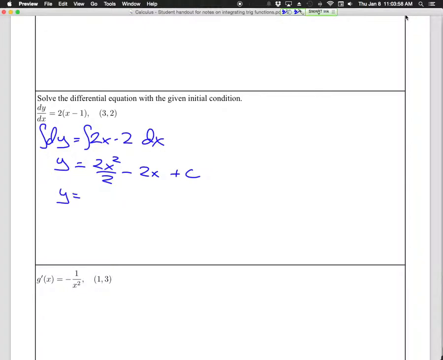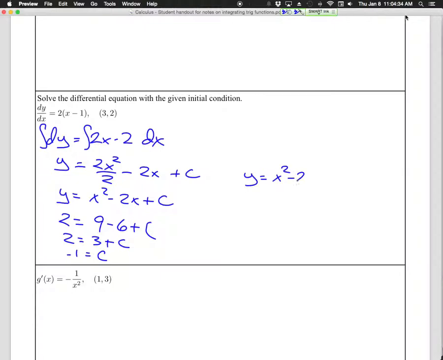Alright, so clean that up a little bit. I have y equals x squared minus 2x plus c. And now this is where the initial condition comes in too. I plug in. So I'm going to plug 3 in for x and I'm going to plug 2 in for y. So I have 2 equals 9 minus 6 plus c. 2 equals 3 plus c. So that means my c is negative 1. So I plug that negative 1 back in to replace the c. There's my solution.